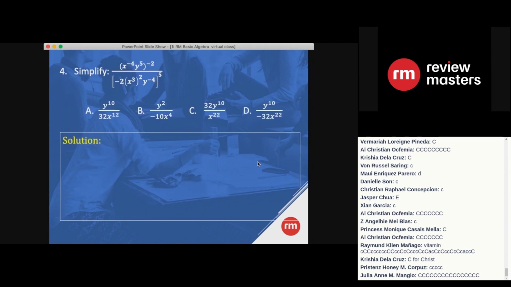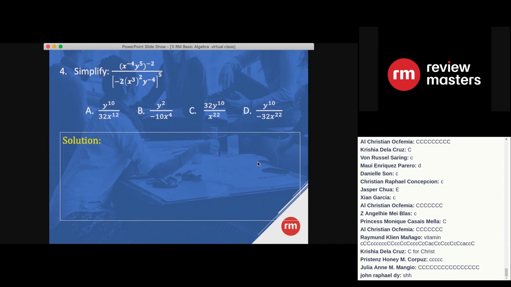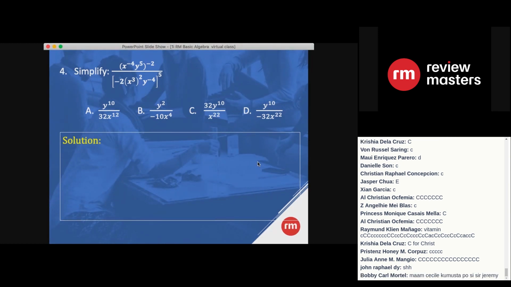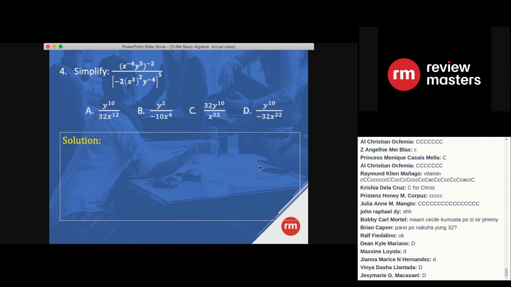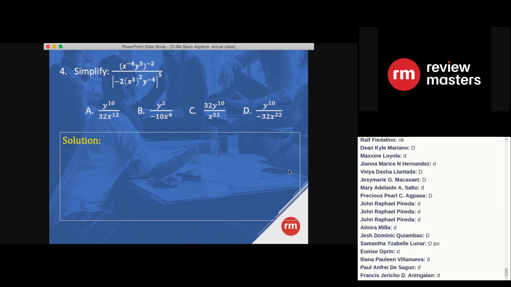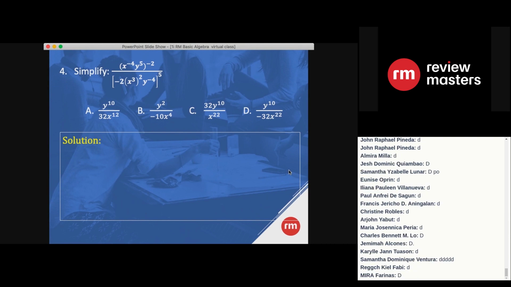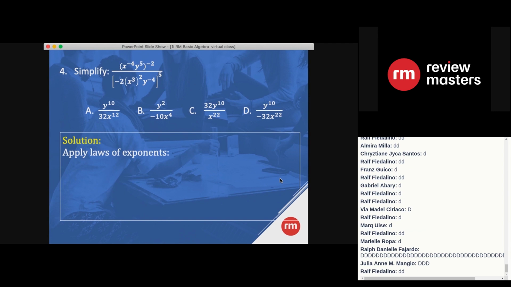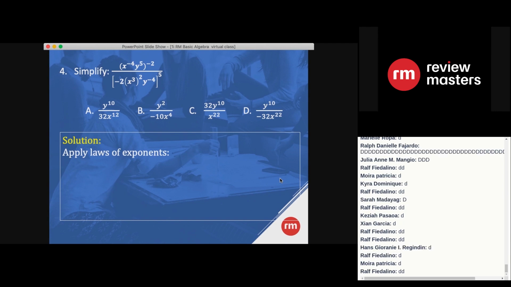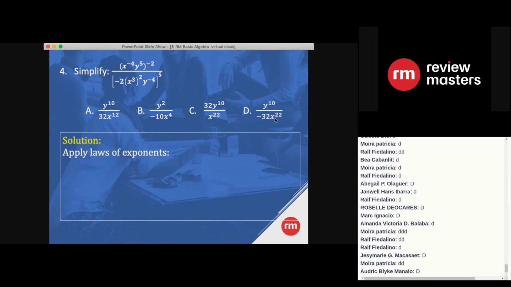Number 4. What do you think is the correct answer for those who solved it? What answer did you get for number 4? Anyone? Number 4? What is your answer in number 4? Okay, D. Very good. A lot of you answered D. Okay, so again, we apply the laws of exponents.